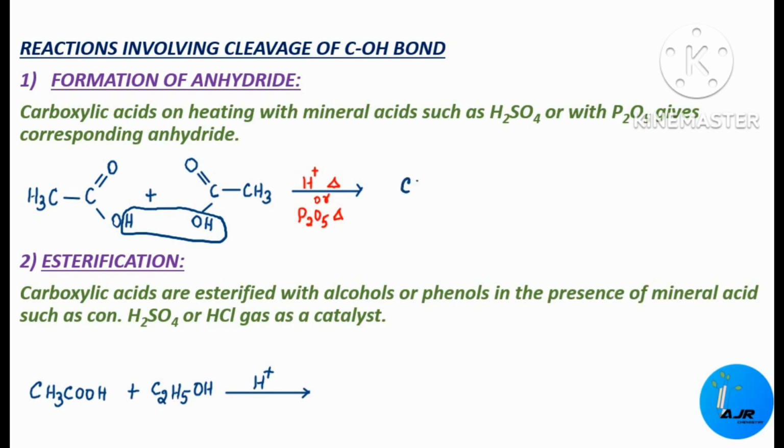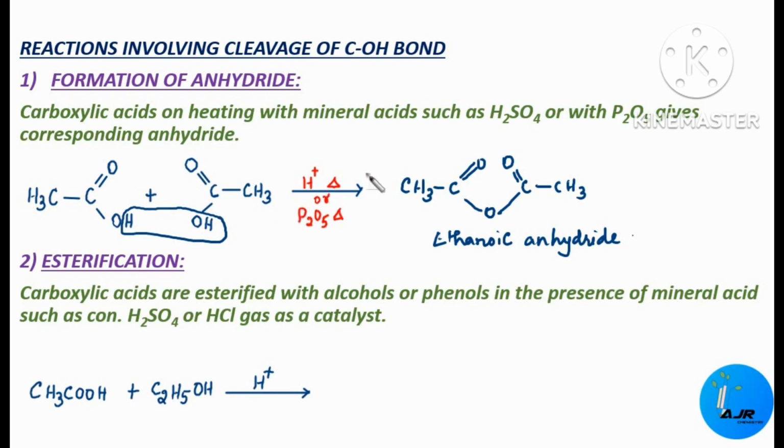So let me write the product now. CH3 C double bond O. Here we have O, one O is here, so this will be combining with this. So O. Now here C, CH3 double bond O. So this is ethanoic anhydride. So when an acid is heated in the presence of mineral acid or with the phosphorus pentoxide, water molecule will be removed.